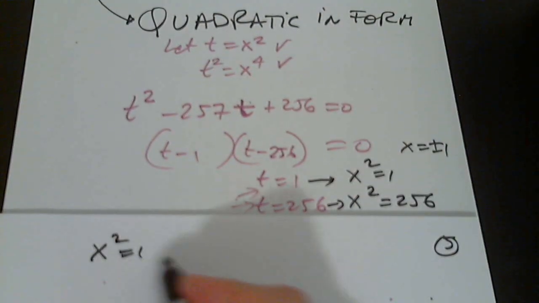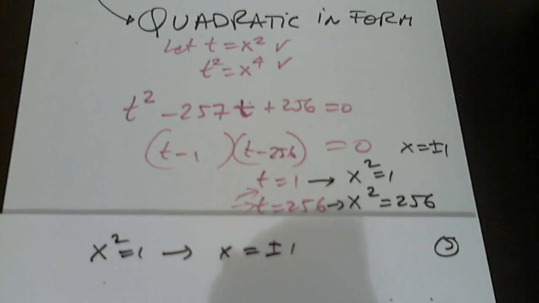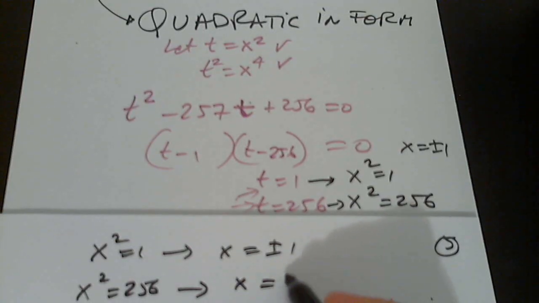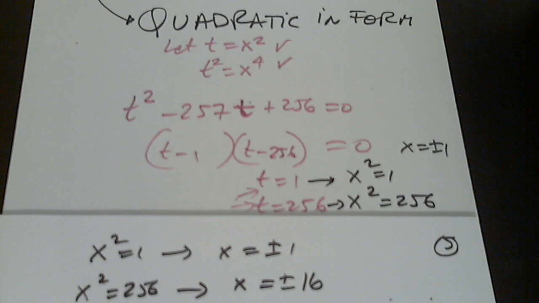So from x squared equals 1, I get x equals plus or minus 1. And from x squared equals 256, I get x equals plus or minus, is it 16? Anyone can check? The square root. That's it. So I got my 4 solutions. Please read the fine print because they may want you to put comma, negative 1, comma, positive 1, comma, negative 16, comma, 16, something like that. Be careful. So I got my 4 solutions.